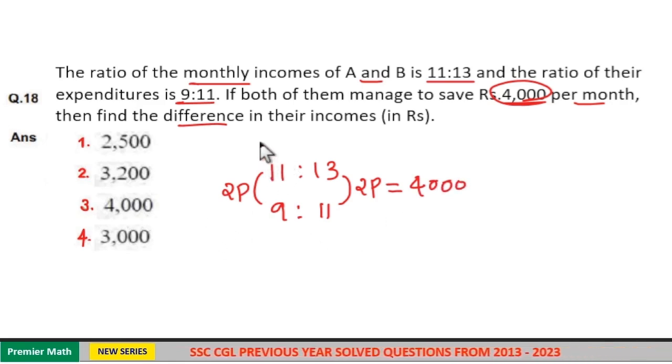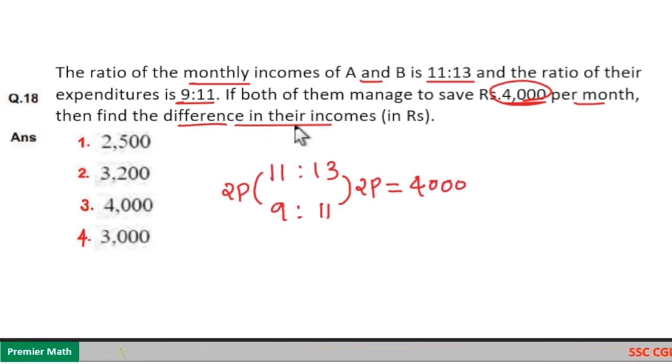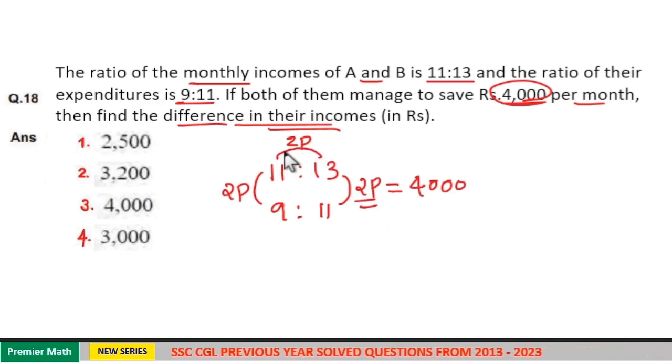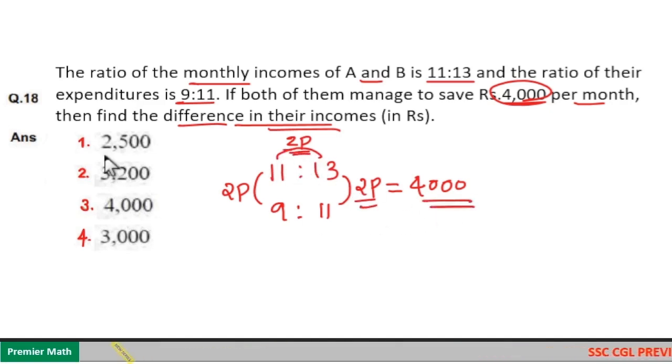And here we need difference between their income. Difference between their income is 13 minus 11, which is 2 part. Now you can see here difference is same, that is 2 part, which is 4,000. So option 3 is your answer.